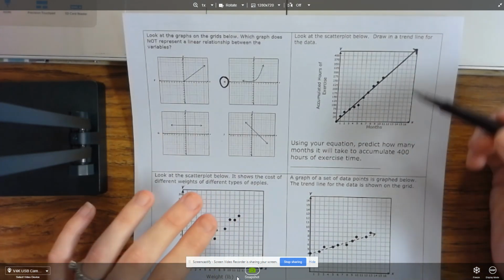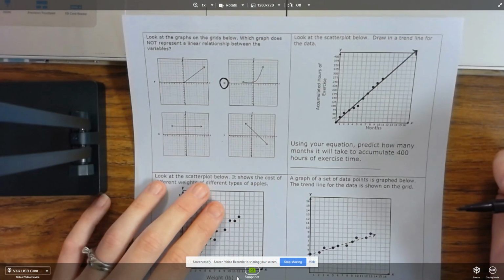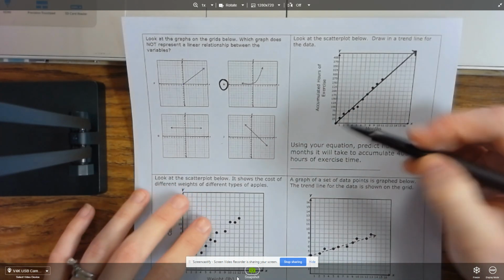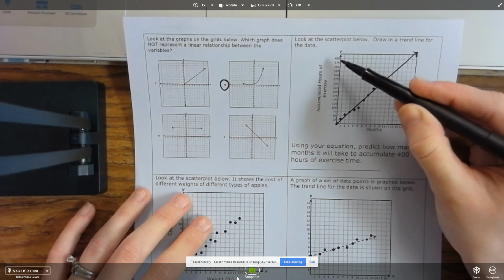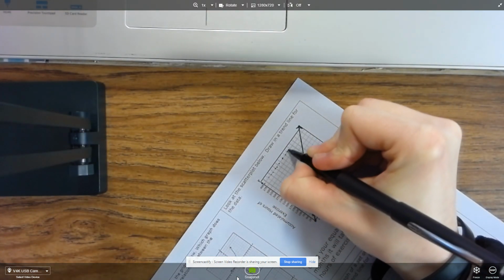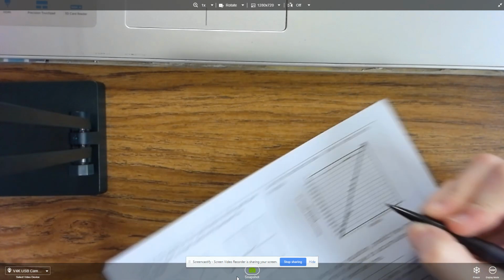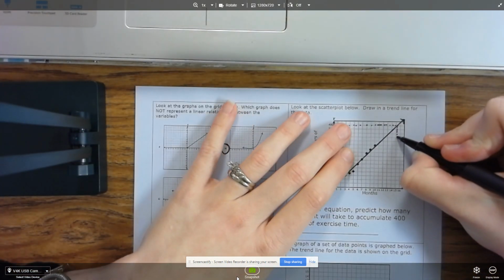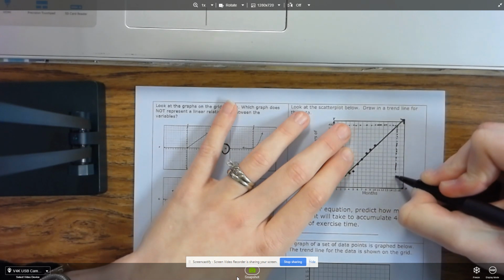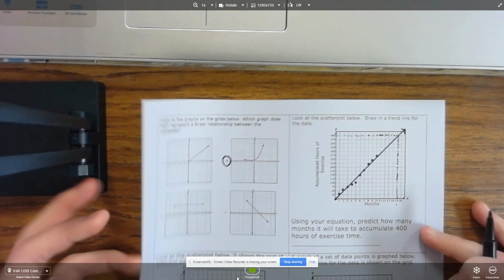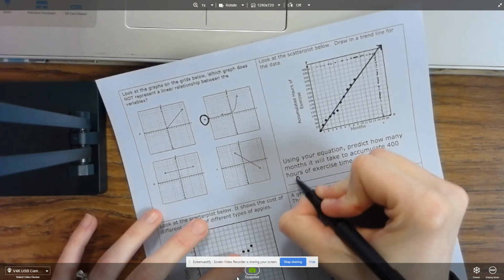So it says using your equation, so we're going to use our trend line. How many months will it take to accumulate 400 hours of exercise? So here's the hours of exercise. So I would go up to 400 and I'm going to go across until I hit the line. And then once I hit the line, I'm going to go down and I see that I get about 15 months.